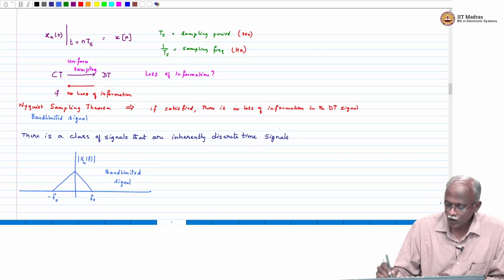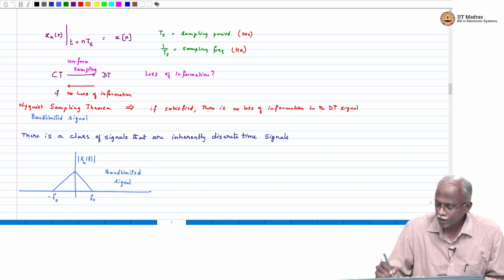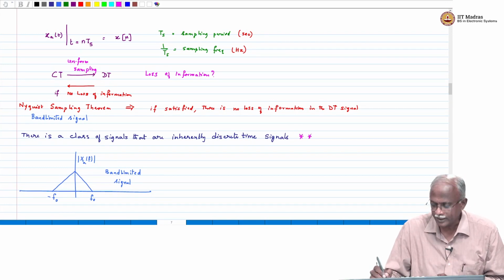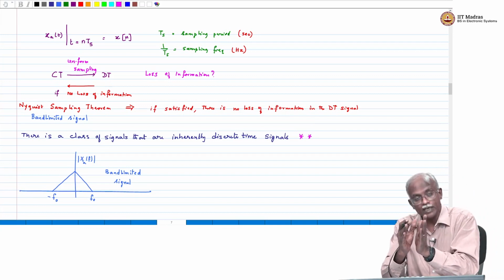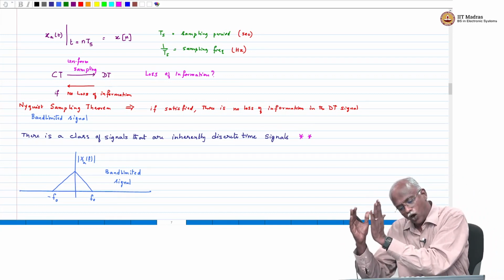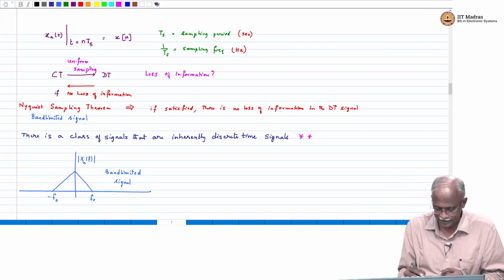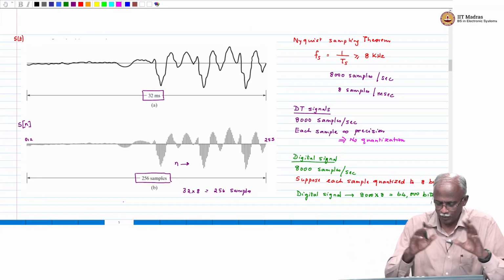And notice that there is also a class of signals which are inherently discrete time. So, either you can get it from a band limited continuous time signal through a process of sampling, or a signal that is inherently discrete. So, that is broadly for us.